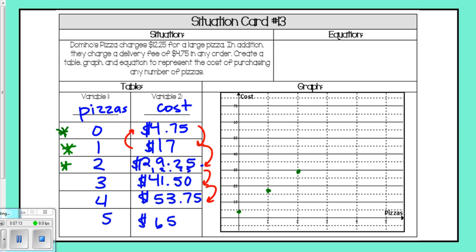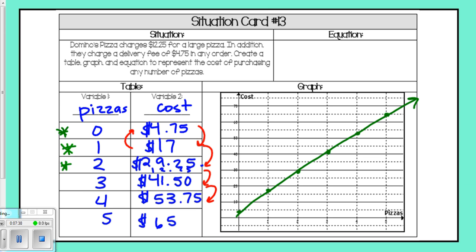I'm going to keep going. 3, 41.50. It's a little bit high. 4, 53.25, and 5, 65. Right on the money. All right. So you can see this makes sense, right? You can kind of tell that there's a constant rate of change here, constant growth with my pizzas.